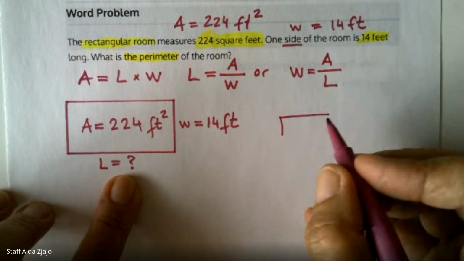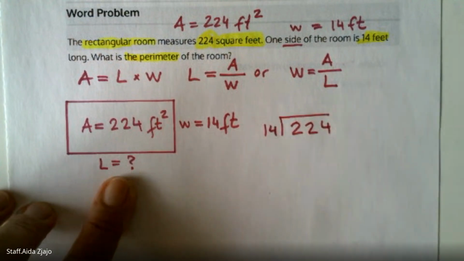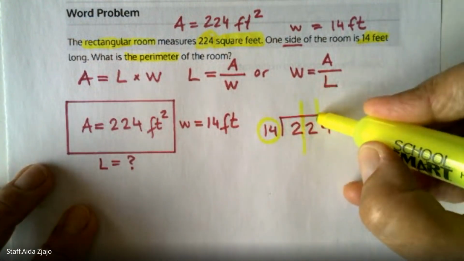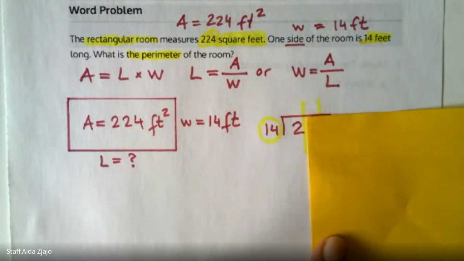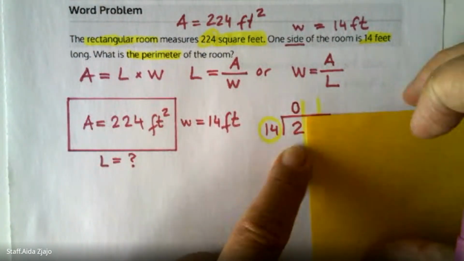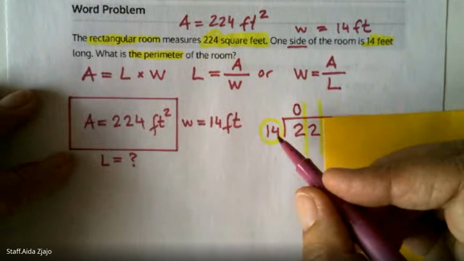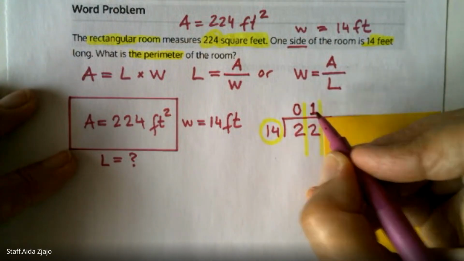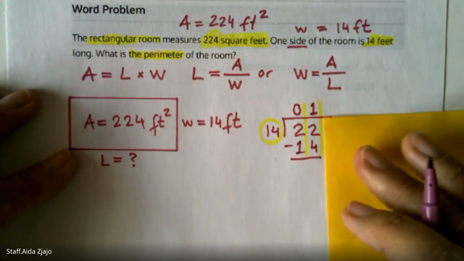So if we do that, 224 divided in groups of 14. Our group is 14. We're going to use the standard algorithm, one number at a time. If you have 2, can you make a group of 14? No, 0 groups of 14. If you go with 22, is there a group of 14 in 22? Yes, there is one group. 1 times 14 is 14. When you subtract, you're going to have a leftover.